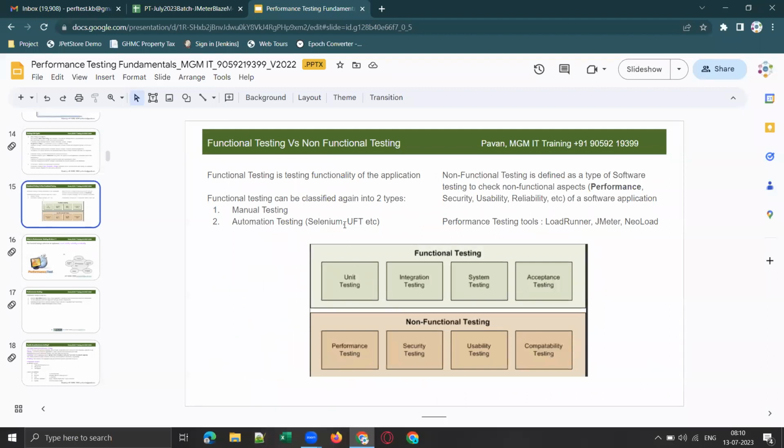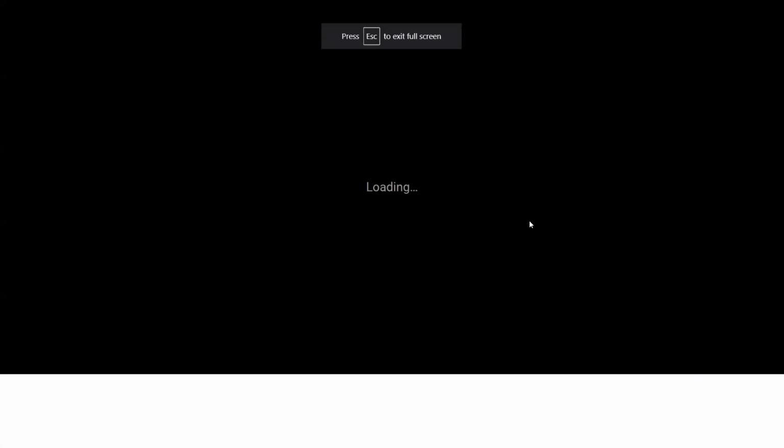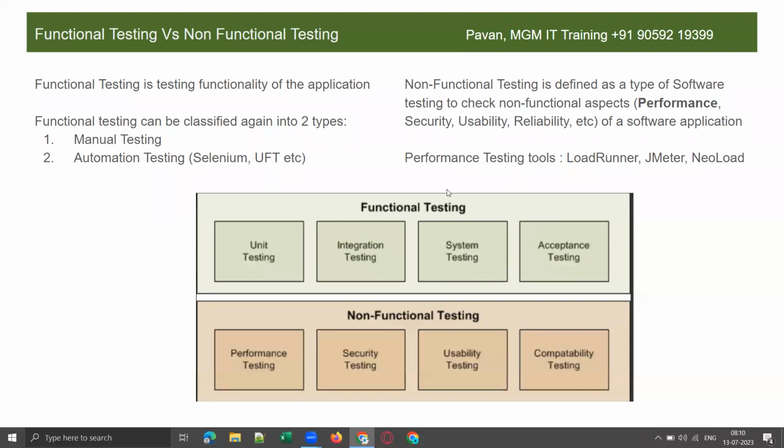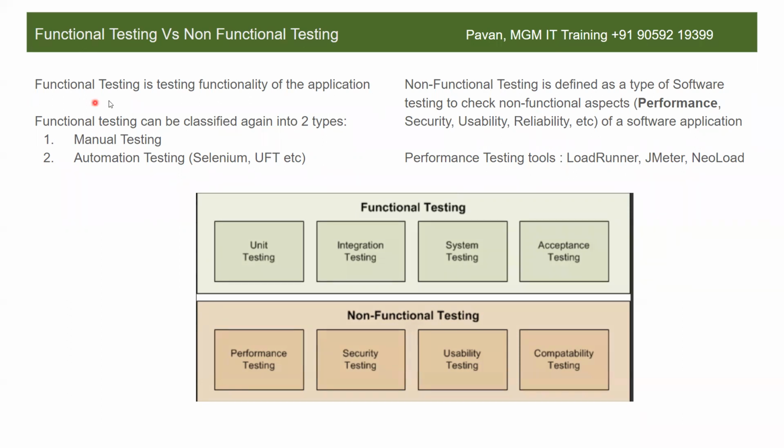Okay. So what is functional testing? First of all, let me go to the slideshow mode. So what is functional testing? First of all, it is testing the functionality of the application. We discussed yesterday already. From tomorrow onwards, I'll be taking assessment, guys. So every day, I will be asking questions from the previous day concepts. So please be prepared for that. Okay. So functional testing is testing functionality of the application. Right? Yesterday we discussed what is functionality.